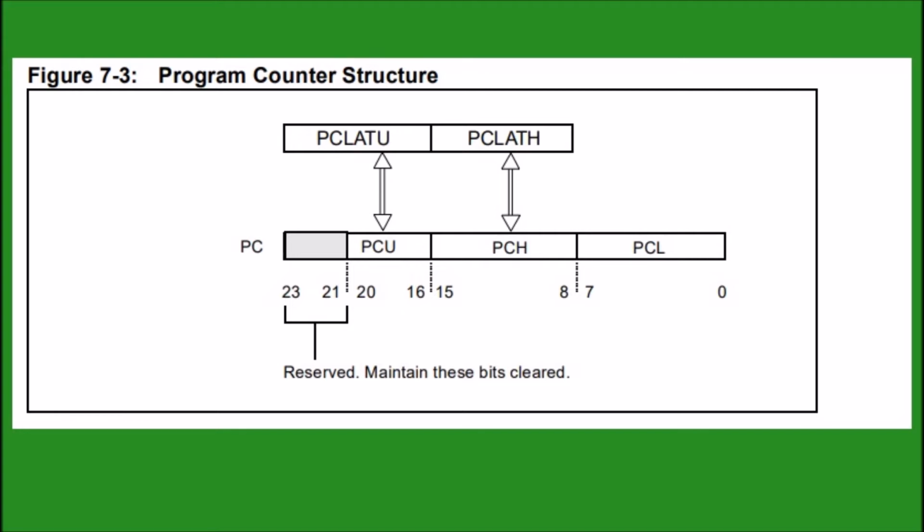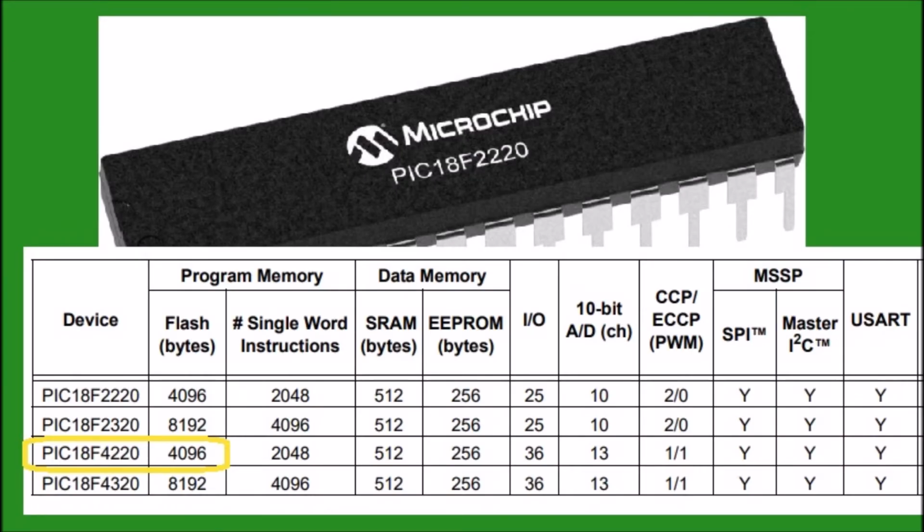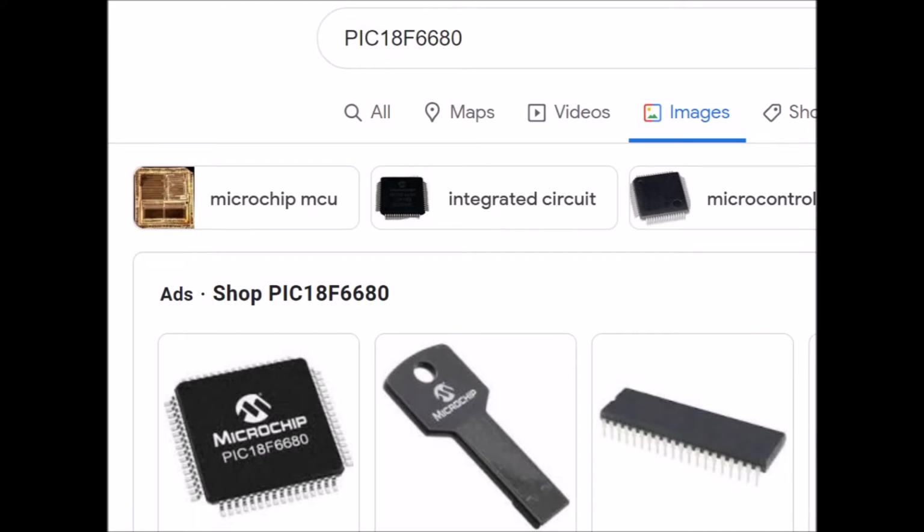As I have read, even though the program counter in the 18 series is 21 bits, that doesn't mean that a PIC chip has that much on-chip ROM actually installed. It will be specific to a particular 18 series PIC chip. The PIC 18F2220 only has a few K of on-chip ROM, whereas a chip like the 18F6680 has 64K of ROM.